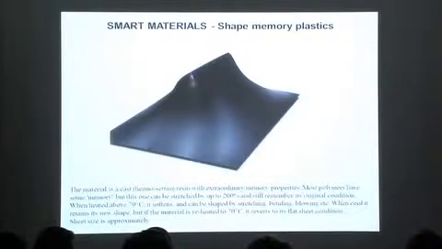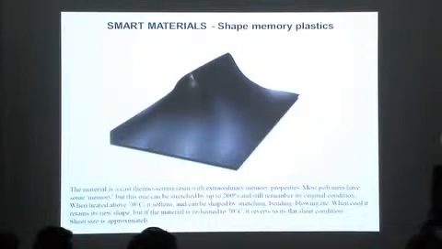Shape memory alloys and plastics are alloys and plastics that can remember the first shape that they were manufactured in. So with a car bumper, for example, you can have an accident, you can dent it, you take it back to the factory, they put it in the kiln, heat it up, and it will pop back to the shape that it originally had. It always wants to go back to its original shape.